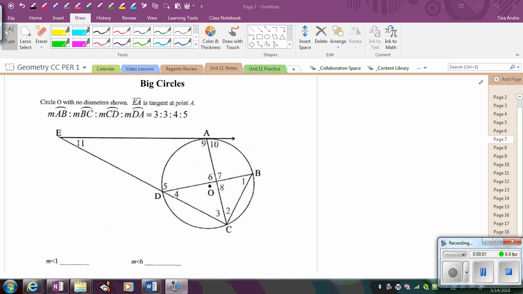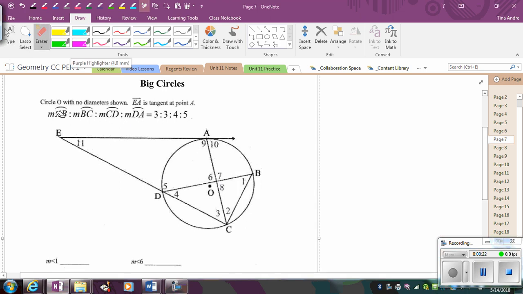In this lesson, we're going to learn about what we call big circle problems, meaning we have multiple angles in one circle to find. So we're given this picture that's called circle O, and there are no diameters shown because there are no segments going through point O. EA is a tangent. And then we have this ratio here of the arcs.